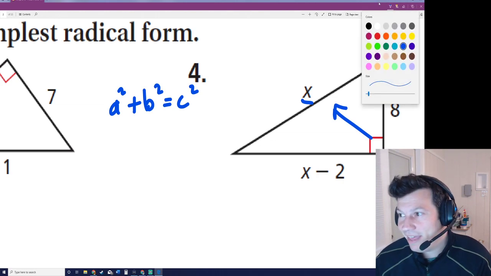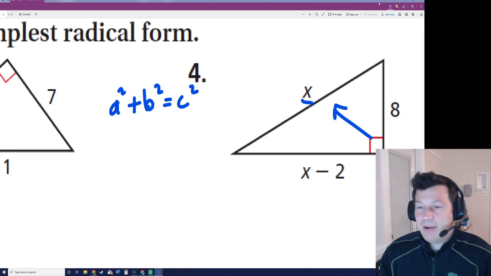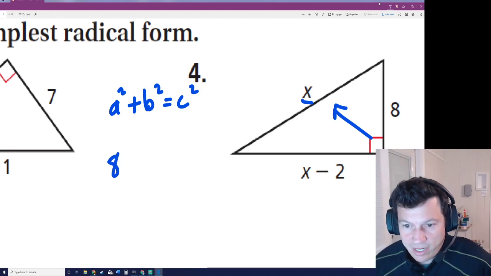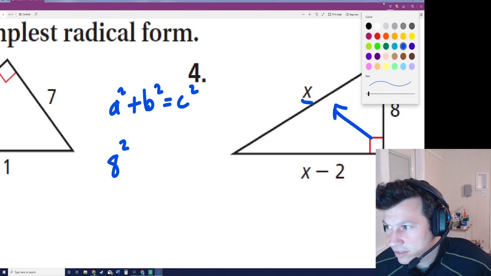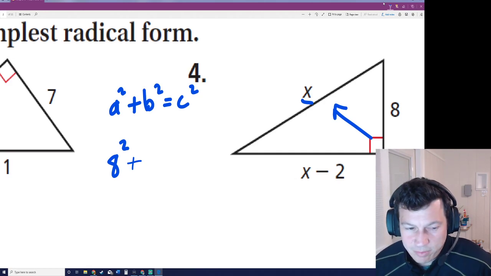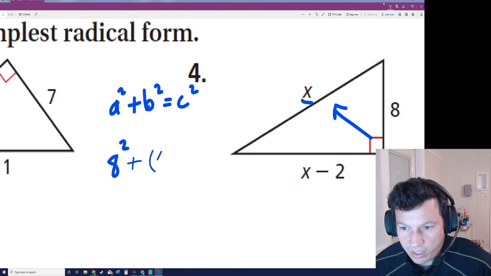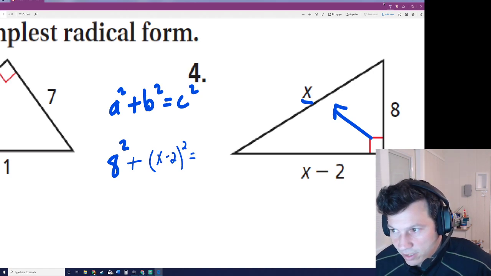Blue is the color of math. I kind of agree with you there, and I don't know why. Anyway, so we're going to get 8 squared, right? That didn't really seem to affect anything when I lowered the size.